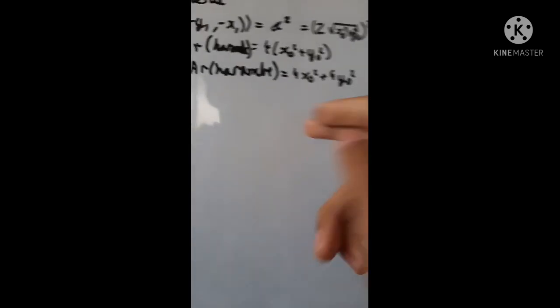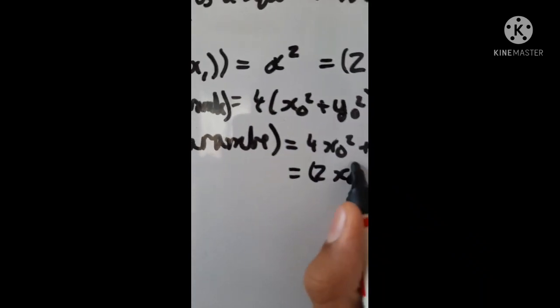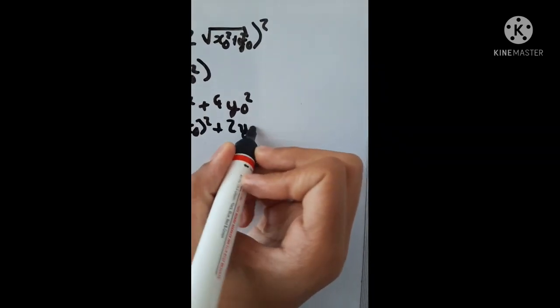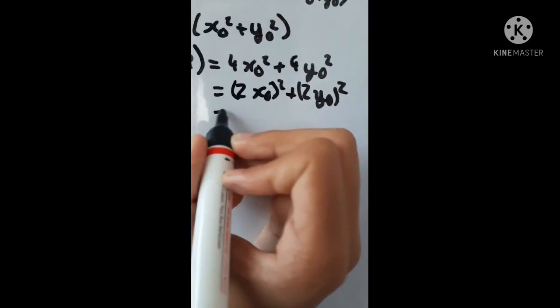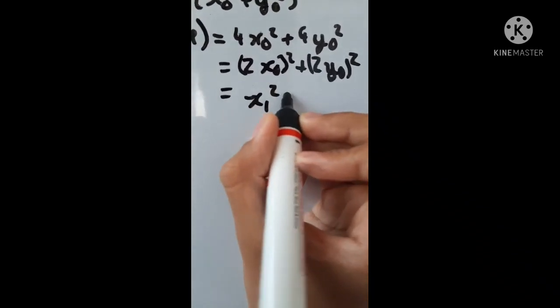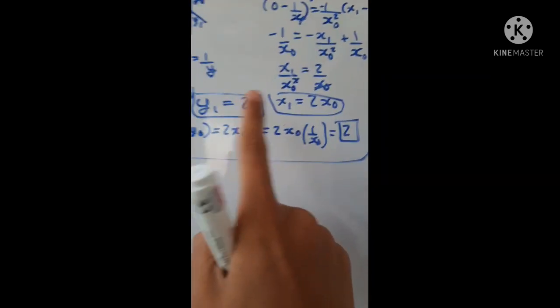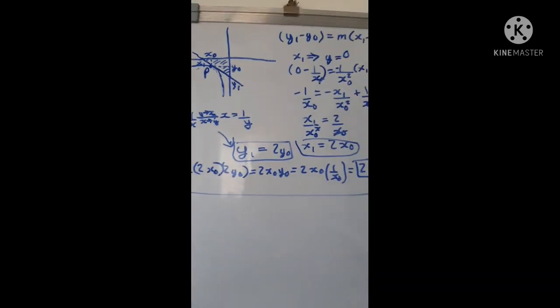Okay, these are too many memes. Can we do something with that? I guess we can call that 2x naught whole squared plus 2y naught whole squared, and that would be equivalent to, again, x1 squared plus y1 squared, by these definitions here. I'll link this video down in the description. This is not that hard to grasp.